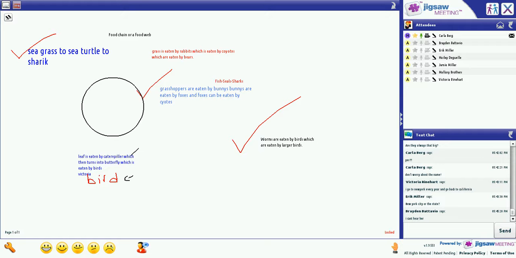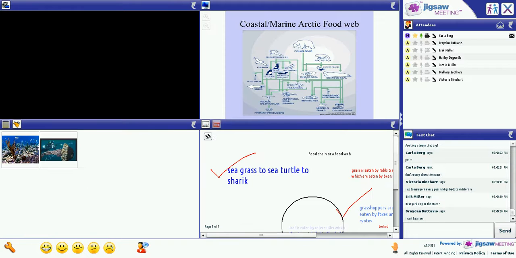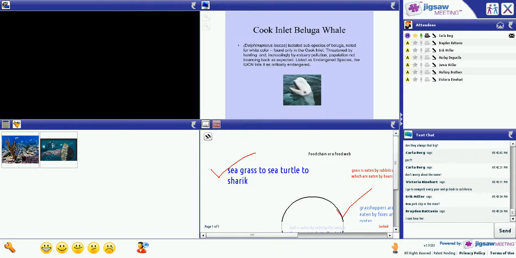All right, great job on the food chains. Now, oh, and then I see one that just got added up here, fish, seals, shark. Oh, it's moving. Fish, seals, and sharks. Great job.